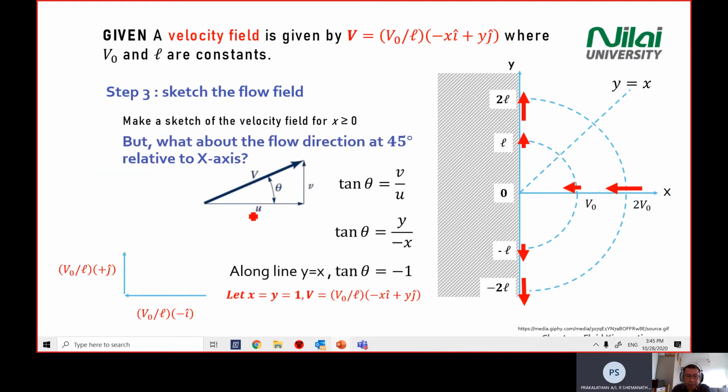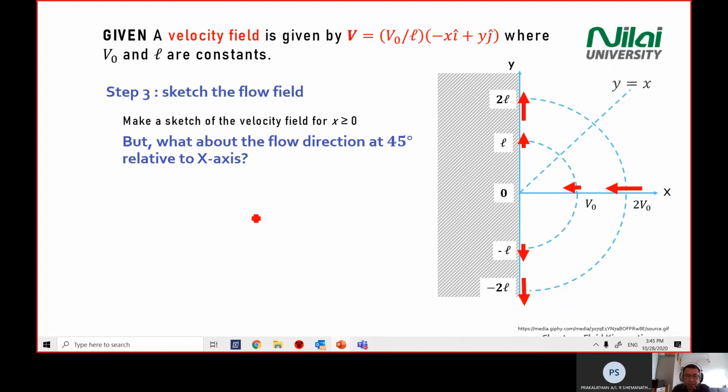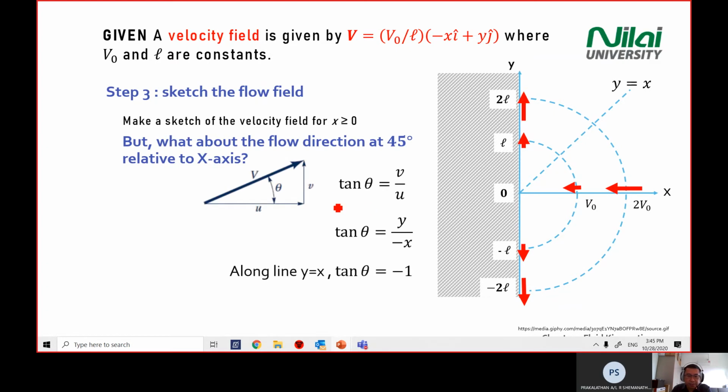Okay, let me revise the mathematics first. Now, you understand why we get this line, and why we are so interested in the 45 degree line. To get this line, it was given by y equal to x. And the value along this line for our tangent theta is -1.